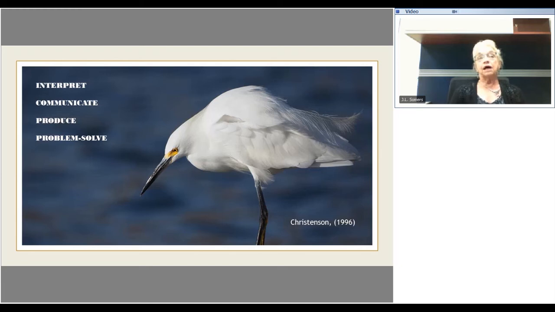Another definition has to do with being able to use visuals to problem solve and come up with solutions. This is from Christensen, from a keynote address he gave at an international conference on visual literacy.